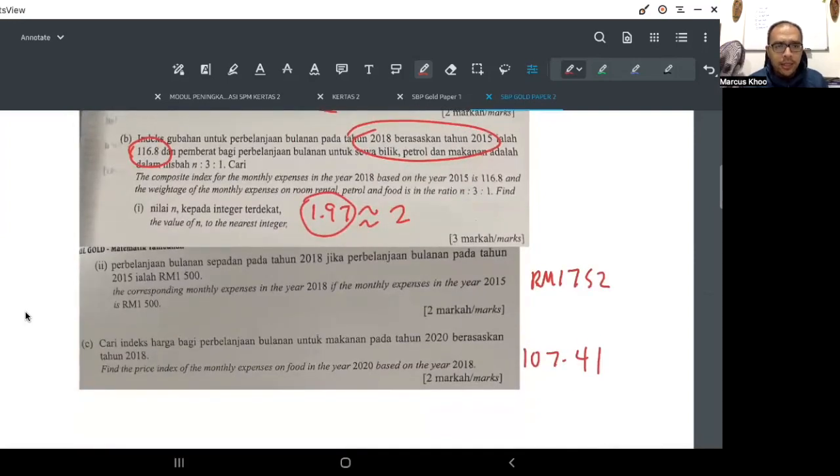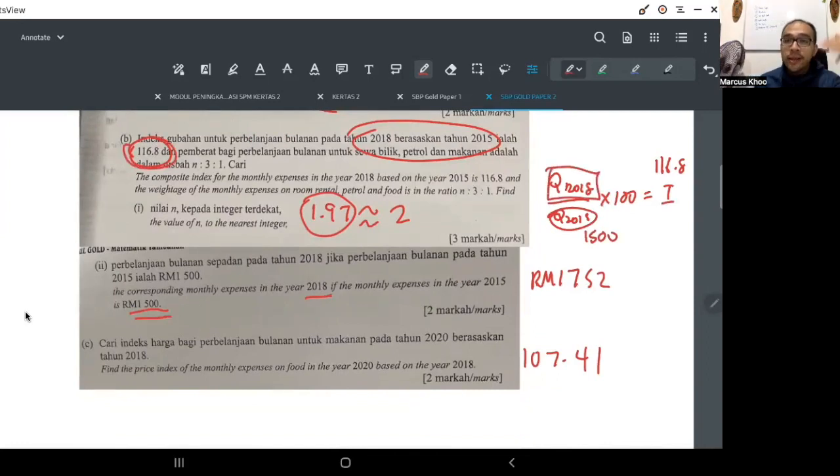Lastly, the corresponding monthly expenses in the year 2018, if the monthly expenses in 2015 is 1,500. Again, the original formula, Q 2018 over 2015 times 100 equals, this time is the composite index, which is 116.8. So you can substitute 116.8 here. 2015 is 1,500, so you can find 2018. And we see this trend now always happening in this question. First they will ask you to count the weightage, and then the next question they will ask you to count the price based on the composite index.